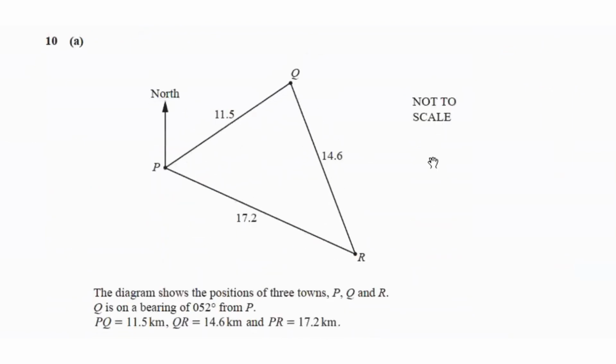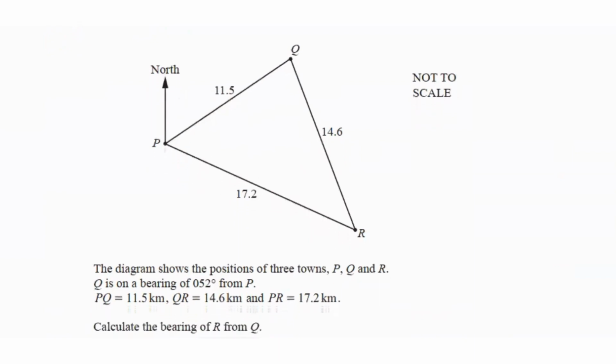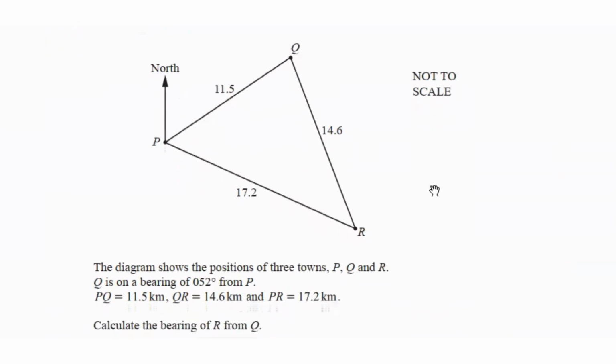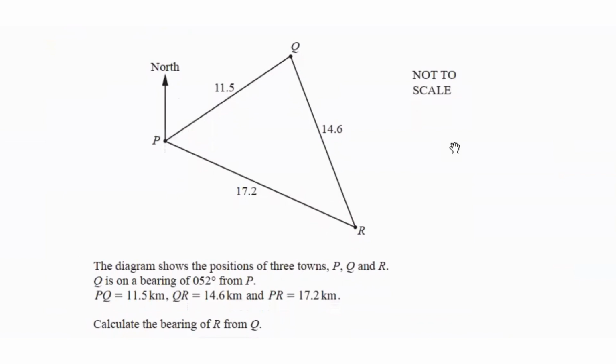Question 10 says the diagram shows the positions of 3 towns P, Q, and R. Q is on a bearing of 52 from P. PQ is 11.5, QR is 14.6, and PR is 17.2. Calculate the bearing of R from Q. Let's draw the compasses first.